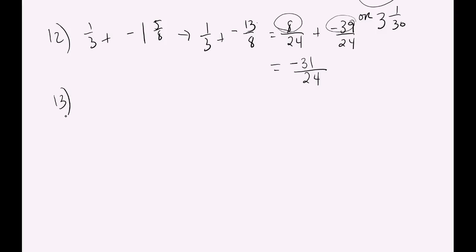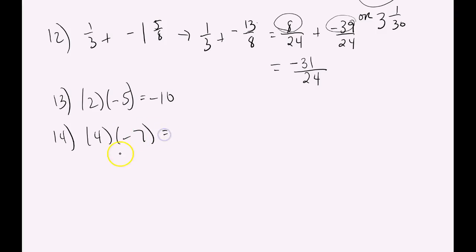Number 13, now we're into multiplying. Okay, so we've got 2 times negative 5. All right, if one of them's negative, the answer's negative. It doesn't matter which one, okay? Number 14, 4 times negative 7. So 4 times negative 7, I'm multiplying it 28, and it should be negative because one of them's negative. Number 15, negative 3 times 9. Well, only one of them's negative, so the answer is negative.